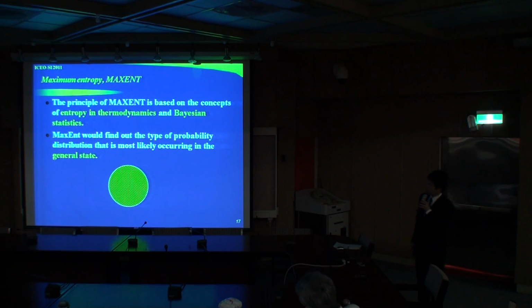The next is MaxEnt. It is based on the concept of entropy in thermodynamics and Bayesian statistics. It will find out the probability distribution by the concept of entropy, and predict the potential habitat by adopting an appropriate threshold.